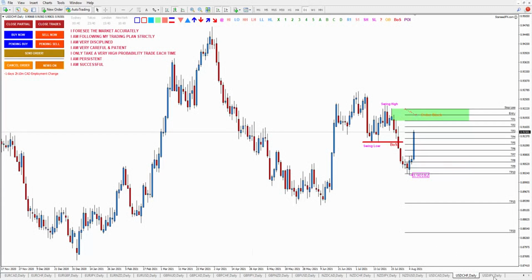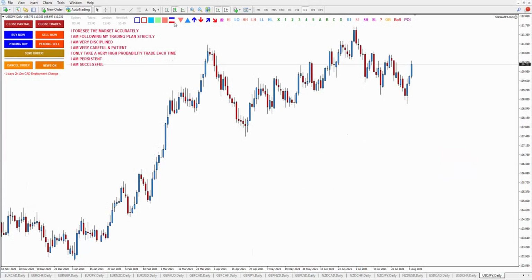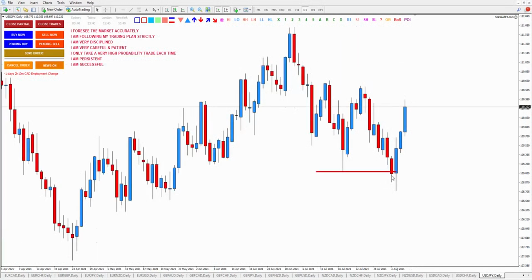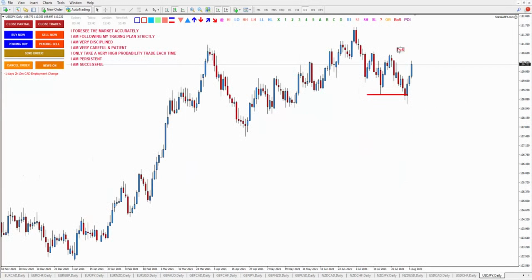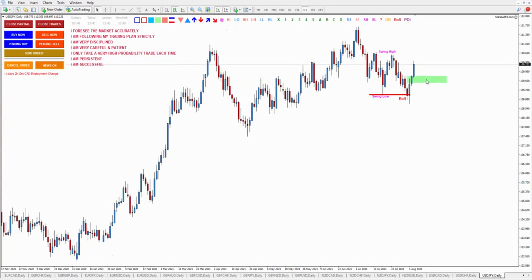Alright, so here's the last one, US dollar Japan, and the market is also in the bearish mood right now. Here is the last breakout. Take a look. It's very small, but it closed with the body. Okay, so here is the break of structure, and this is your swing high, this is a swing low, and the order block is the last bullish candle before the breakout happened.